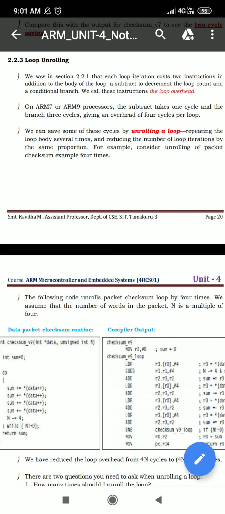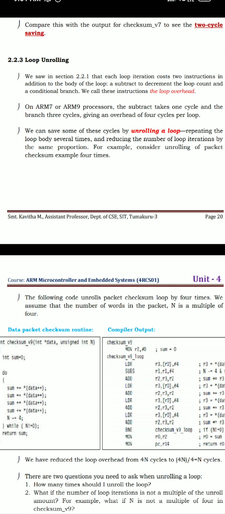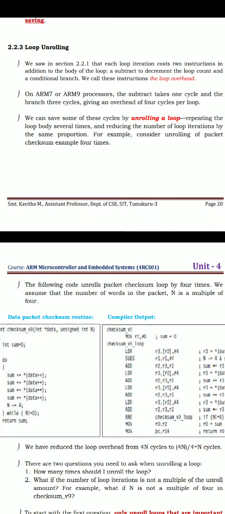Now we'll look into the last topic under loops, that is loop unrolling. We'll see what we mean by loop unrolling. Then we'll understand the advantage of loop unrolling by considering the same example, that is data packet checksum. So in the previous class we discussed the decrement loop for the data packet checksum problem.